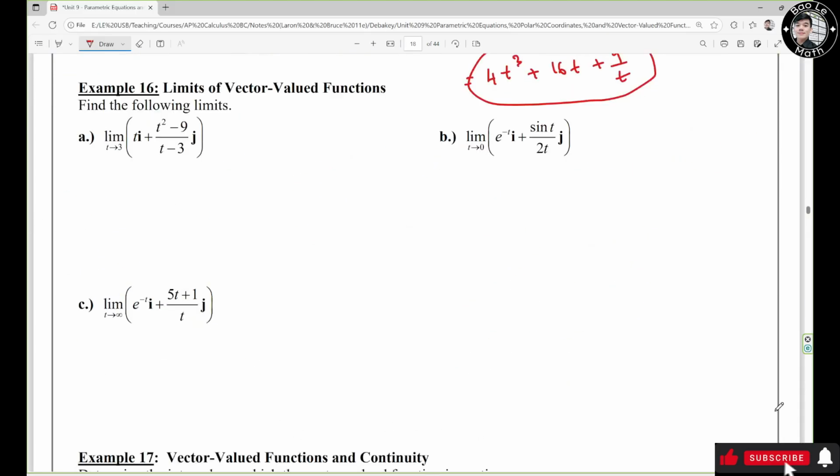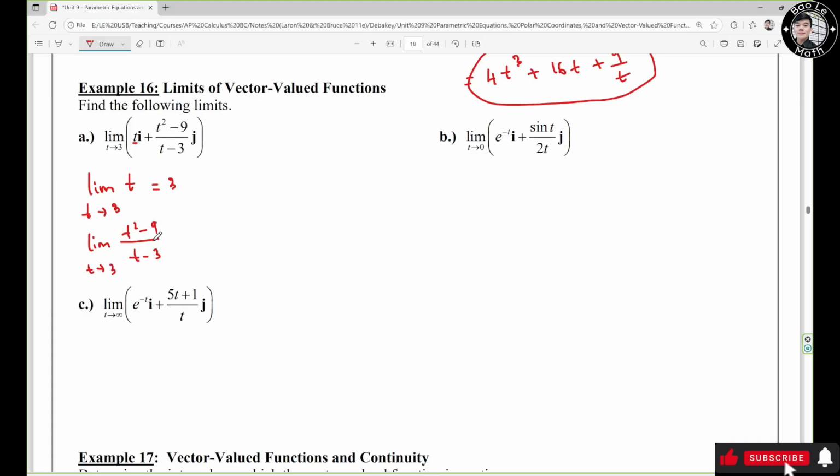Now let's move on to example number 16. Limits of vector valued functions. Find the following limits, right? So we need to find the limit of this one when t approaches 3, right? So we need to find the limit of each of these components, right? So we have the limit of the first component right here, t when t approaches 3. It's going to be 3, right? Second, the limit of t squared minus 9 over t minus 3 when t approaches 3, right?